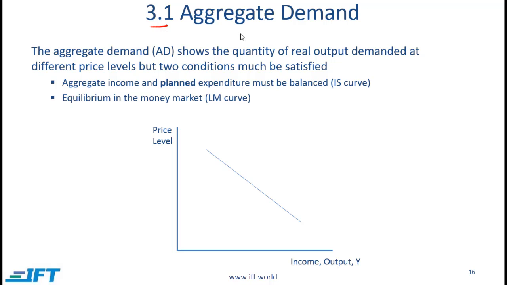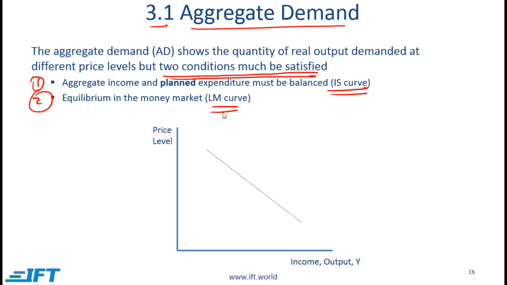So let's start with section 3.1, aggregate demand. The aggregate demand curve shows the quantity of real output demanded at different price levels. But two conditions must be satisfied. The first condition is that aggregate income and planned expenditure must be balanced, and this constraint drives what is called the IS curve. The other condition is that we must have equilibrium in the money market, and this drives the LM curve.